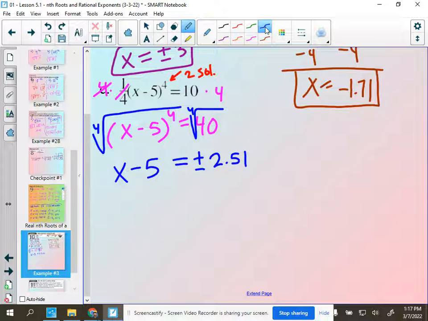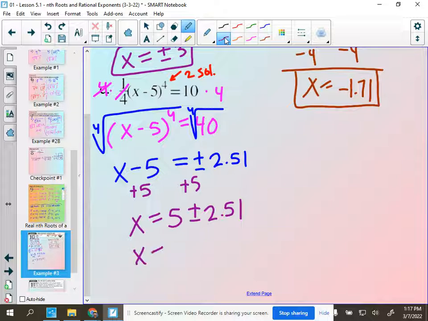Again, not done here. I need to add 5 to both sides, plus 5, plus 5. I'm traditionally going to stick the 5 in the front, so 5, and turn that positive negative into plus minus 2.51, and then finish it. Don't leave it like that. We can take this down to just two relatively nice solutions: 5 plus 2.51 and 5 minus 2.51.